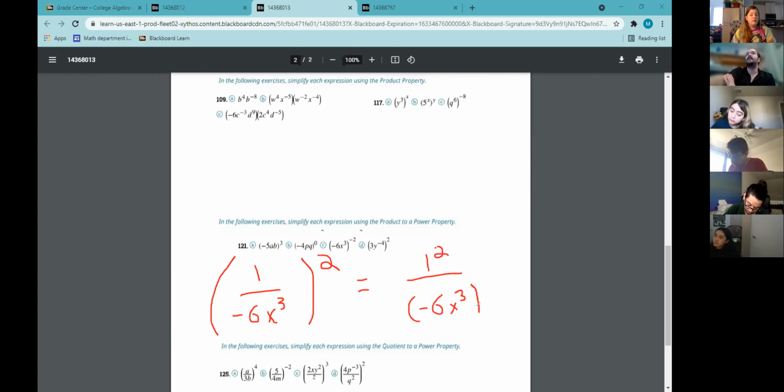And we're squaring this thing too. And then you distribute that exponent. I'm sorry, what was that? I said you distribute the exponent, that 2. And it'll be -6 to the exponent of 2, right? Yes, we got -6 to the exponent of 2, and x to the exponent of 5, x to the third to the second.